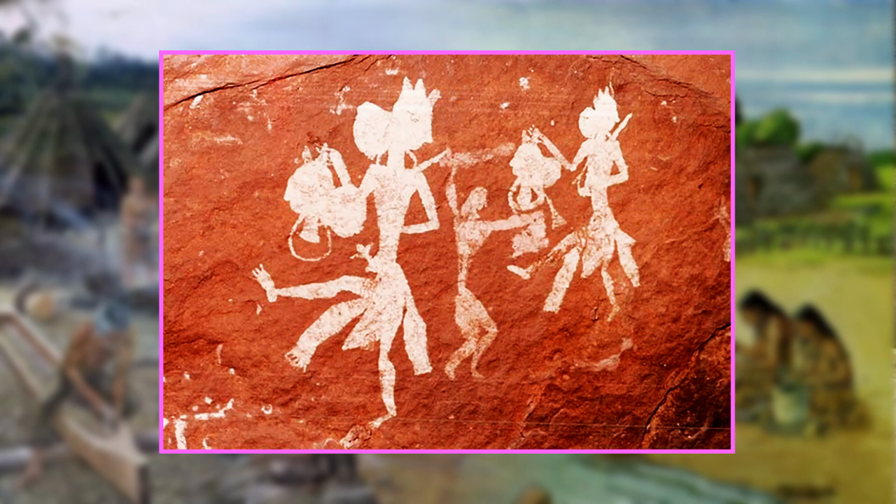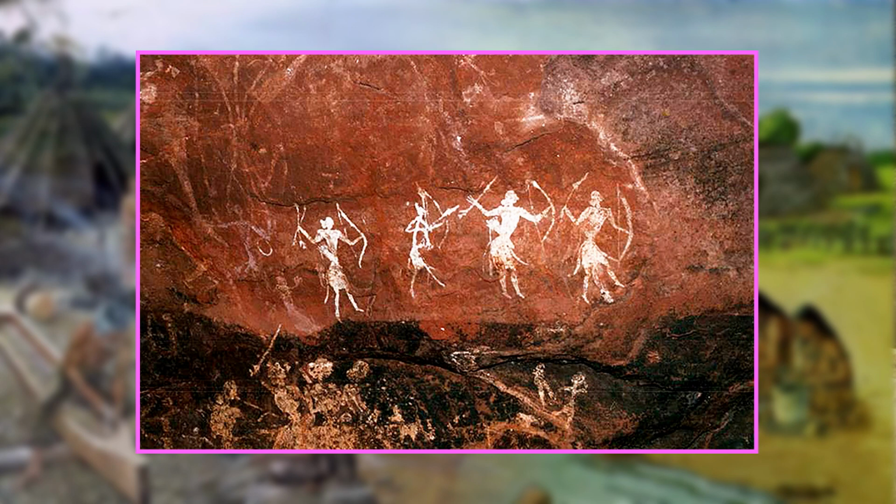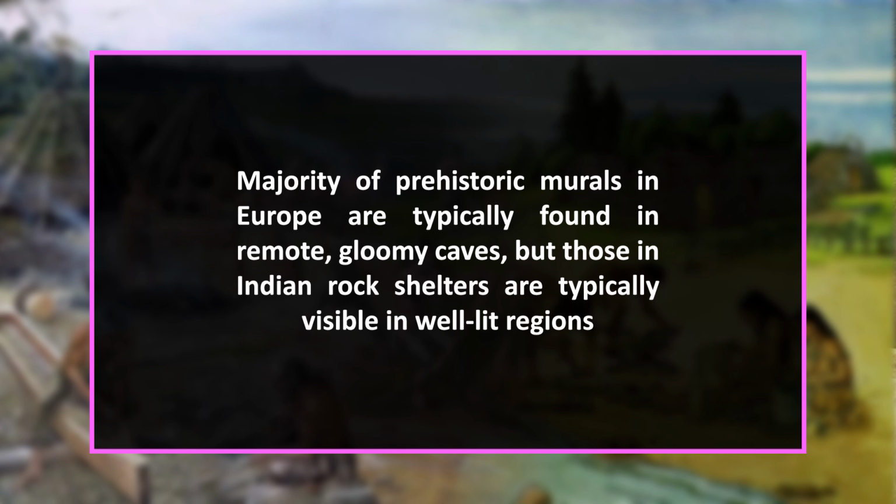People are shown gathering fruit and honey in various scenes. Several paintings show people dancing, while others reveal erotic scenes. Although the dancers are shown stumbling and losing their balance, they give a sense of rhythmic movement. The majority of prehistoric murals in Europe are typically found in remote, gloomy caves, but those in Indian rock shelters are typically visible in well-lit regions.